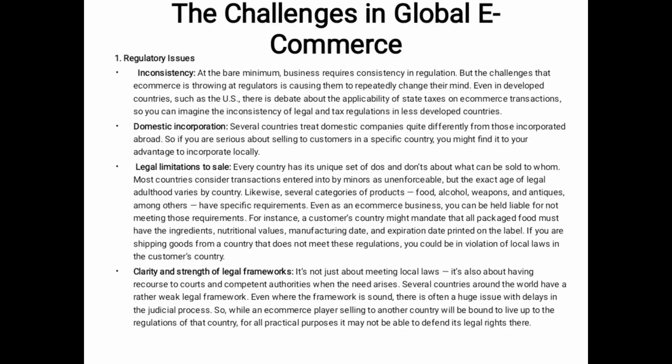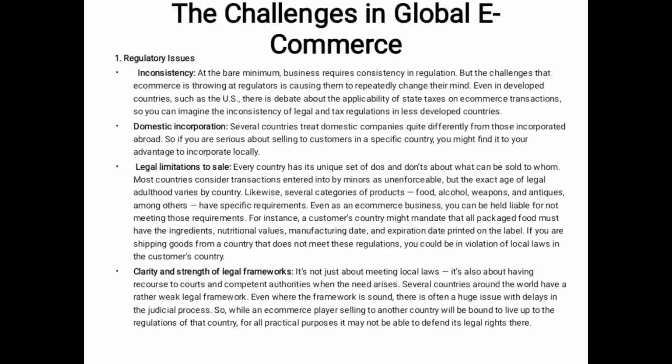Then domestic incorporation. Several countries treat domestic companies quite differently from those incorporated abroad. So if you are serious about selling to customers in a specific country, you might find it to your advantage to incorporate locally. Sometimes some countries give preference to local companies and not to foreign companies. So therefore, it is not easy. There is a challenge.